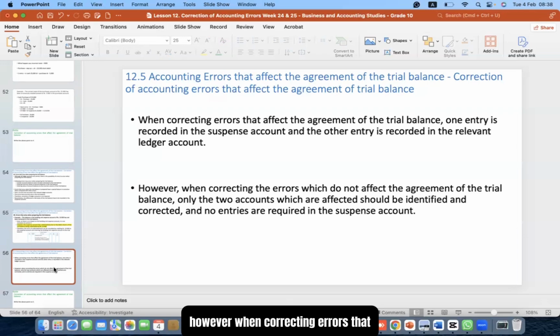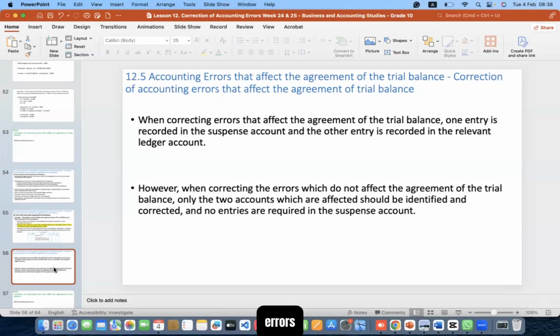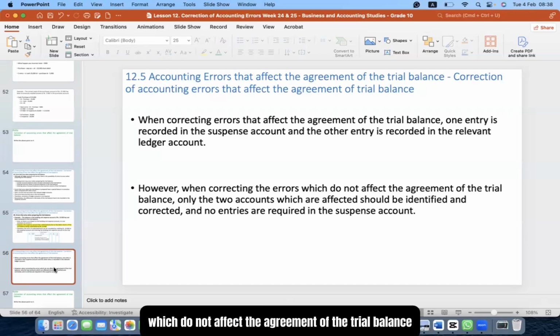Okay. However, when correcting errors which do not affect the agreement of the trial balance, only the two accounts which have been affected should be identified and corrected. No entries are required to the suspense account.